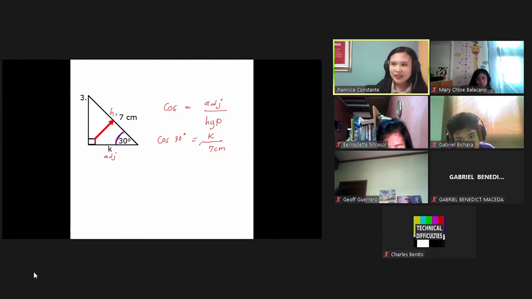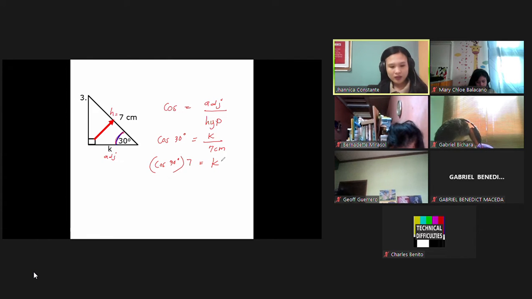Cross multiply to remove 7 centimeter as the denominator of K. So cosine 30 degrees times 7 is equal to K. Cosine 30 degrees is equal to 0.87, times 7 is equal to K, which is equal to 6.1. That's the measurement of the side K.